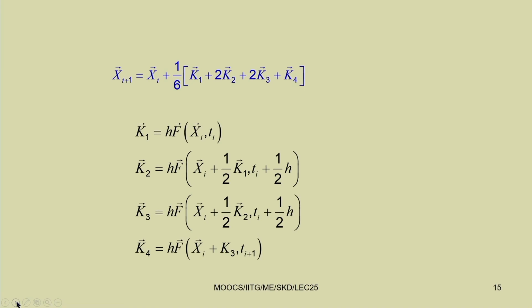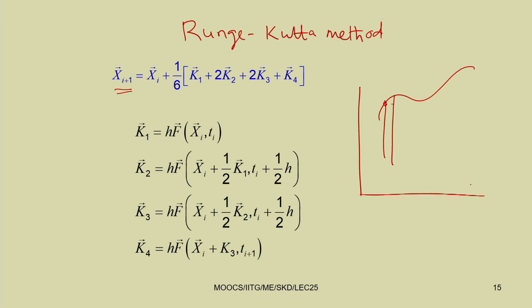When we are going for the Runge-Kutta method, in this method one may use this formula for x I plus 1. So, x I plus 1 will be equal to x I plus 1 by 6 of k 1 plus 2 k 2 plus 2 k 3 plus k 4, where x I, the initial point, is given to us. We take the increment, the time interval, as h.